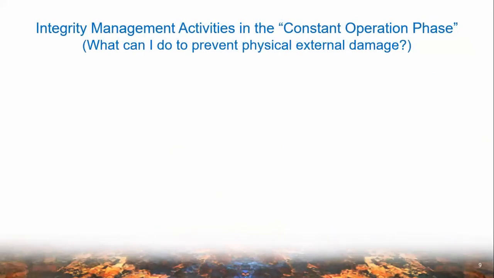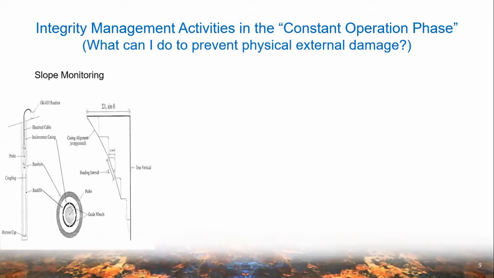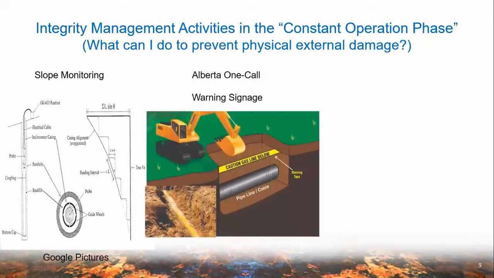Now, during the constant operation phase, what can we do to prevent physical damage externally happening? Note, the external damage may be caused by two events. It may be natural or human-made. Slope monitoring using inclinometers is commonly used to track variation caused by natural causes, such as floods and earthquakes. To avoid disturbance caused by humans, we have the Alberta One-Call program.